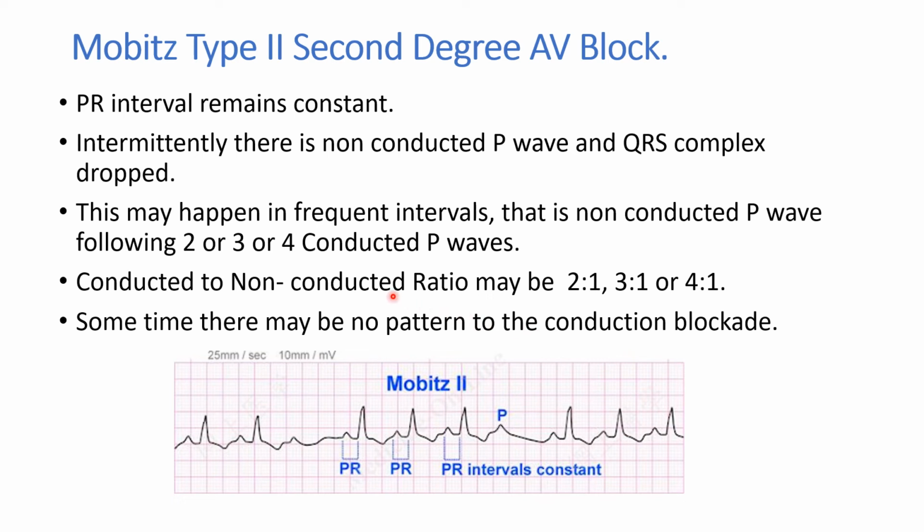Here you can see 3 conducted P waves to 1 non-conducted P wave. So the conducted to non-conducted ratio is 3 to 1. This ratio can be either 2 to 1 or 4 to 1.